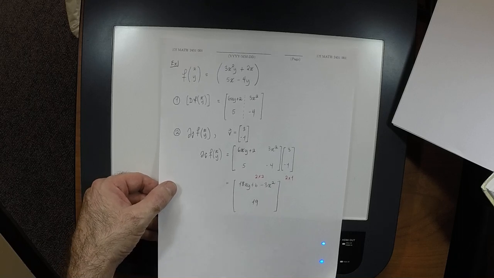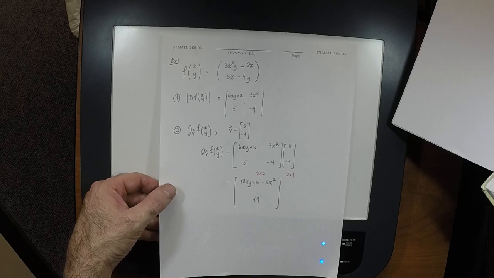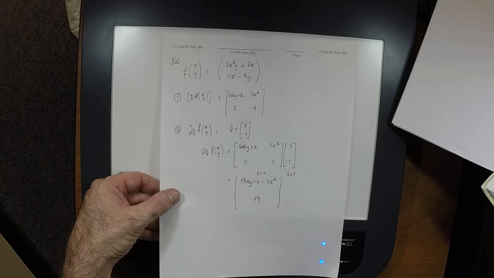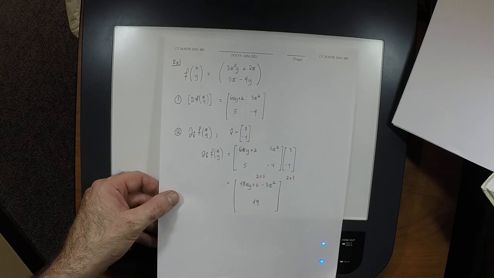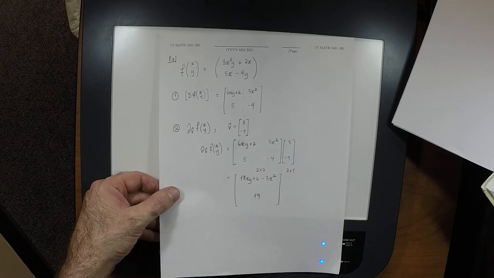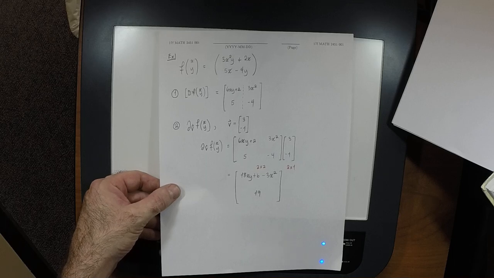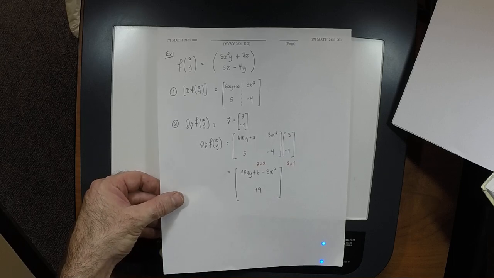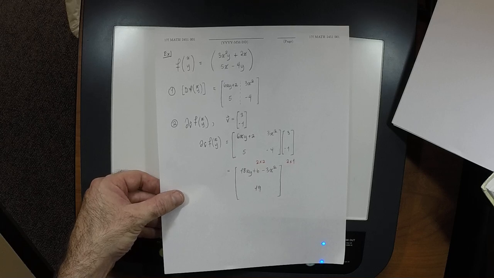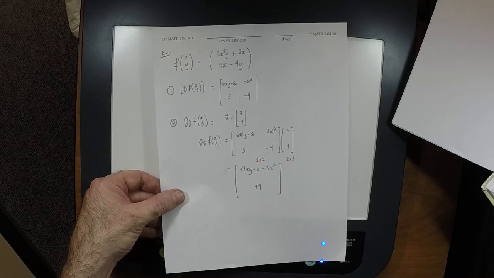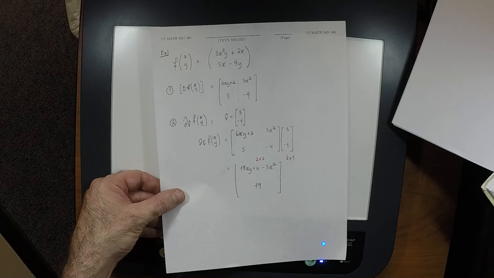Yes? Is that to say, if the Jacobian matrix exists, a directional derivative exists? Sorry, I didn't understand that. If the Jacobian matrix exists, does a directional derivative exist? Ah, so the question is if the Jacobian exists, does the directional derivative exist there? And off the top of my head, I'm going to have to say no.